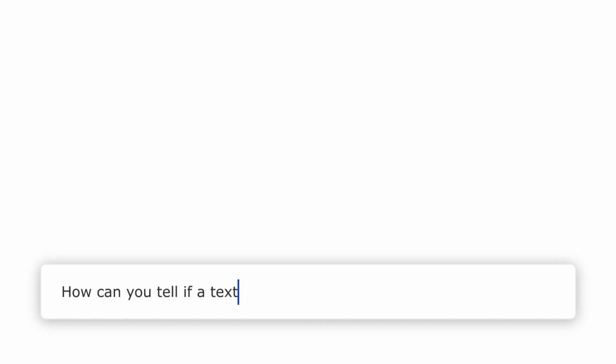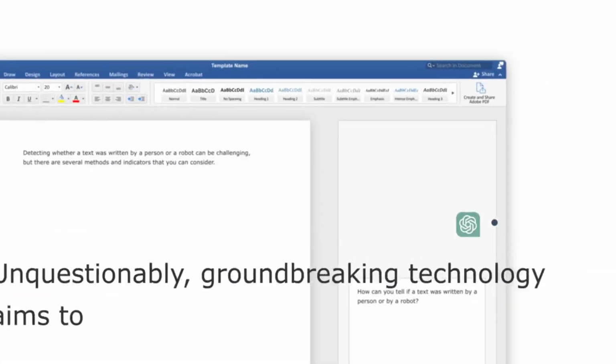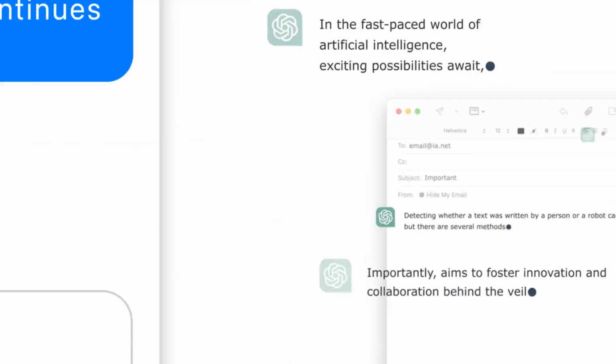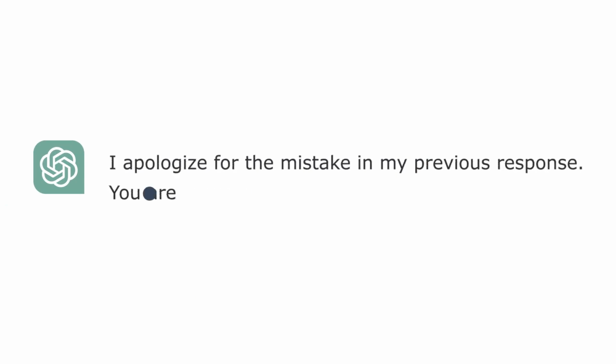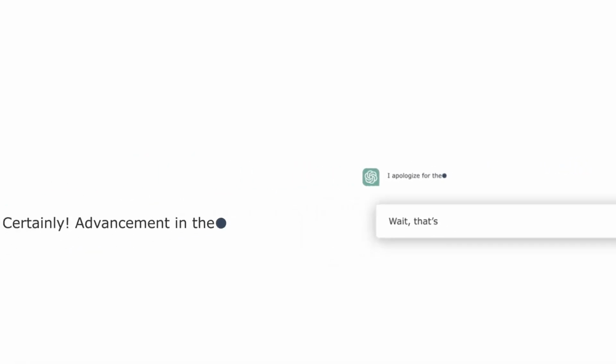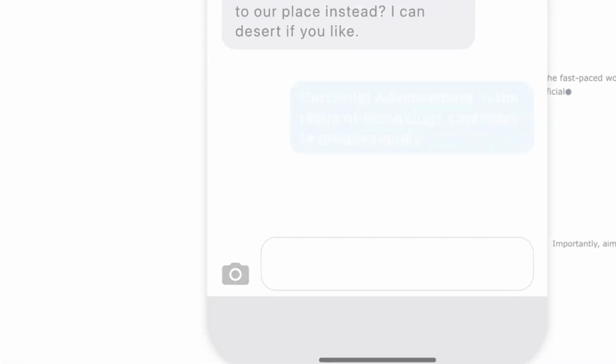How can you tell if a text was written by a person or by a robot? Sometimes you can't, but at other times, something just seems off. Using ChatGPT, we often don't even remember ourselves what we borrowed and what we typed. We need to make sure that we know what we say, and that we say what we mean.